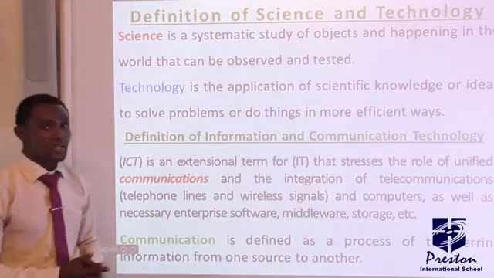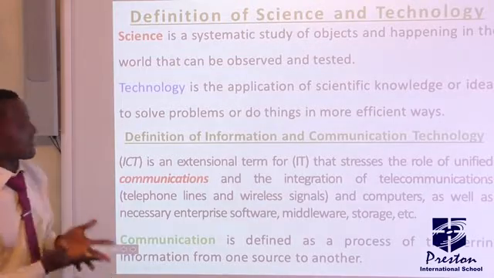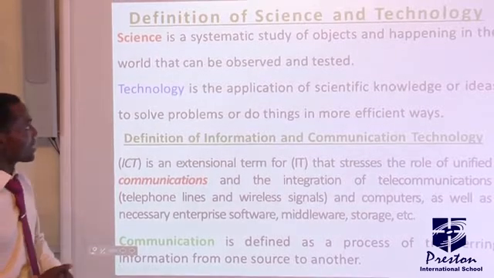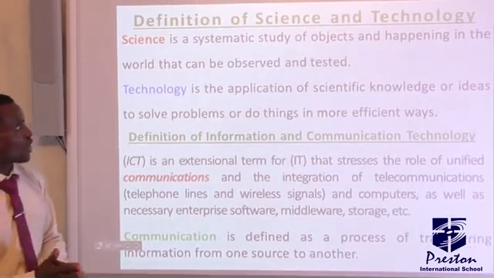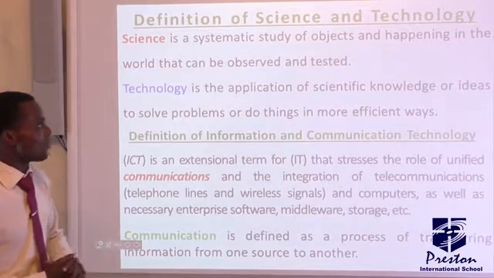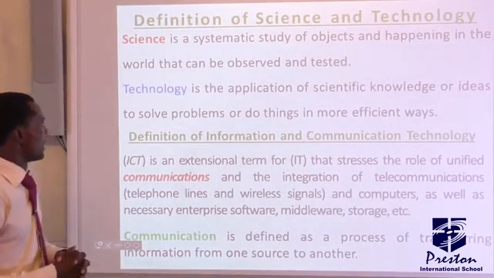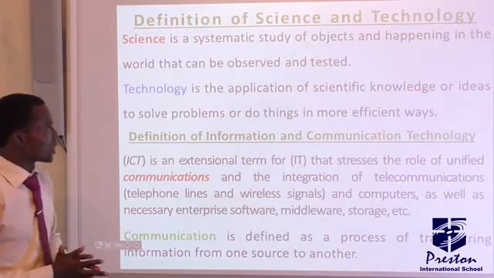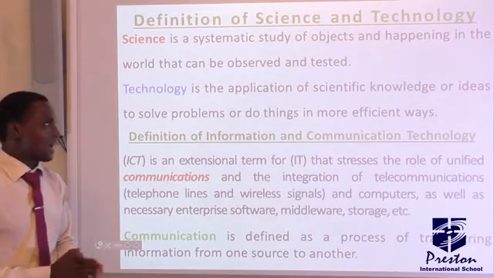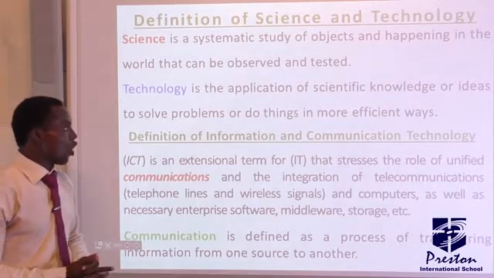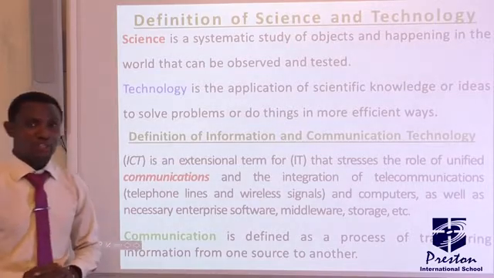What do we mean by science and technology? We must know what science means, know what technology means. Science is a systematic study of objects and happenings in the world that can be observed and tested. Technology is the application of scientific knowledge or ideas to solve problems or do things in more efficient ways.